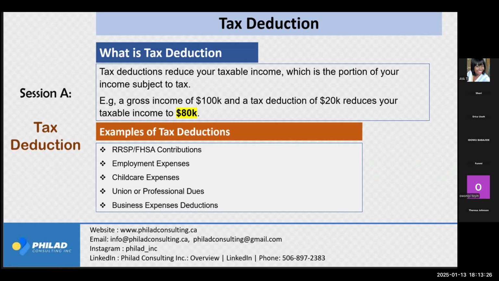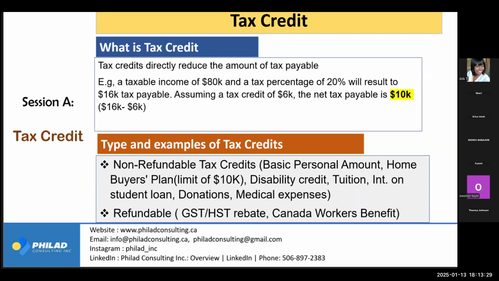So let's go to tax credits. What is a tax credit? Basically, a tax credit directly reduces your amount of tax payable. You've calculated the tax that you're supposed to pay, and the tax credit reduces it. For example, you have a taxable income of 80K from our previous example. For argument's sake, the tax bracket is 20%. So you are meant to pay $16,000 back to the government as tax payable. But hold on, is that what I'm going to pay? Not yet. Let's assume there's a tax credit of 6K. At the end of the day, you'll be paying the government 10K.